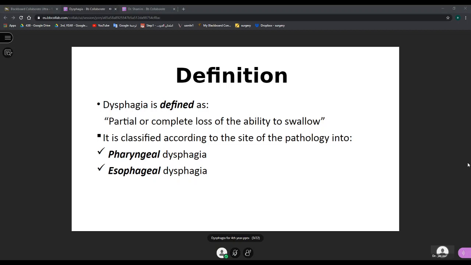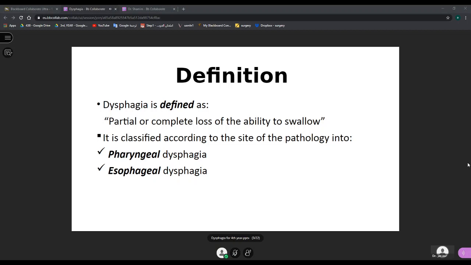It's classified actually based on the level of the pathology which results in dysphagia. Dysphagia does not have a single cause. Dysphagia is a clinical condition which can be caused by a spectrum of conditions actually. These conditions might lie in the upper part of the GI tract, literally in the pharynx, or lower down in the esophagus. Based on where the pathology lies, we classify dysphagia into pharyngeal and esophageal.